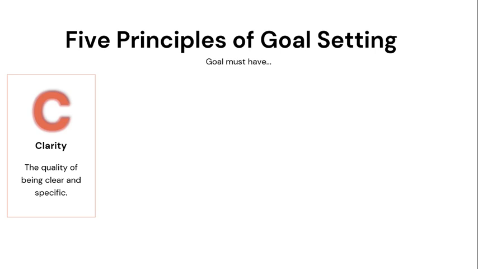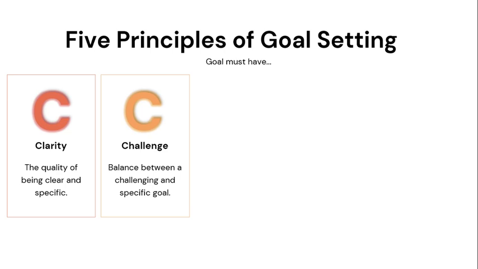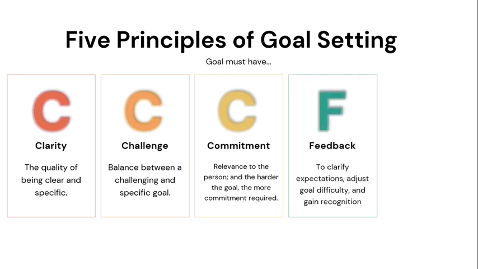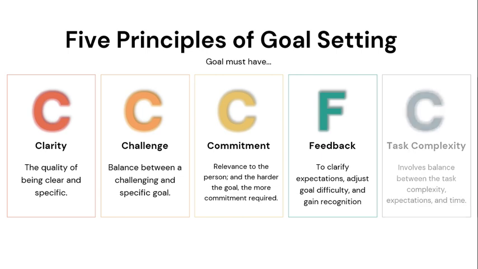C for clarity, the quality of being clear and specific. Challenge, a balance between challenging and specific goals. Another C for commitment, relevance to the person, and the harder the goal, the more commitment required. F for feedback, to clarify expectations, adjust goal difficulty, and gain recognition. And lastly, C for complexity or task complexity. It involves a balance between the task complexity, expectations, and time.